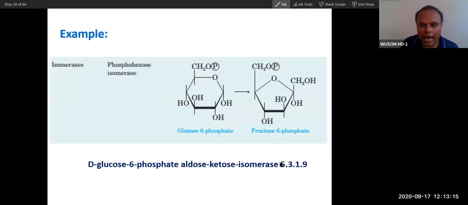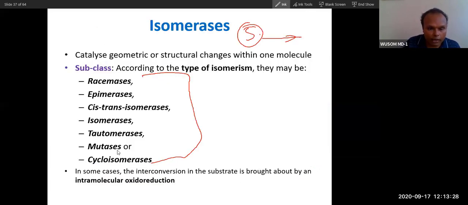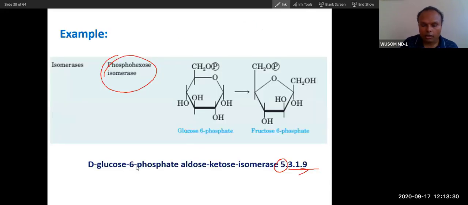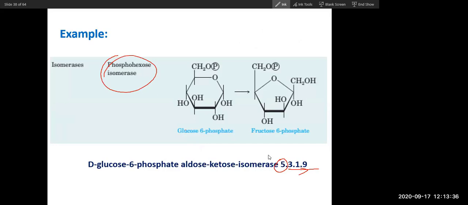Yes. So this is isomerase, phosphohexose isomerase. That is why it is given number 5. And the next number represents the type of isomerization this enzyme does. Got that? Yeah, thank you.